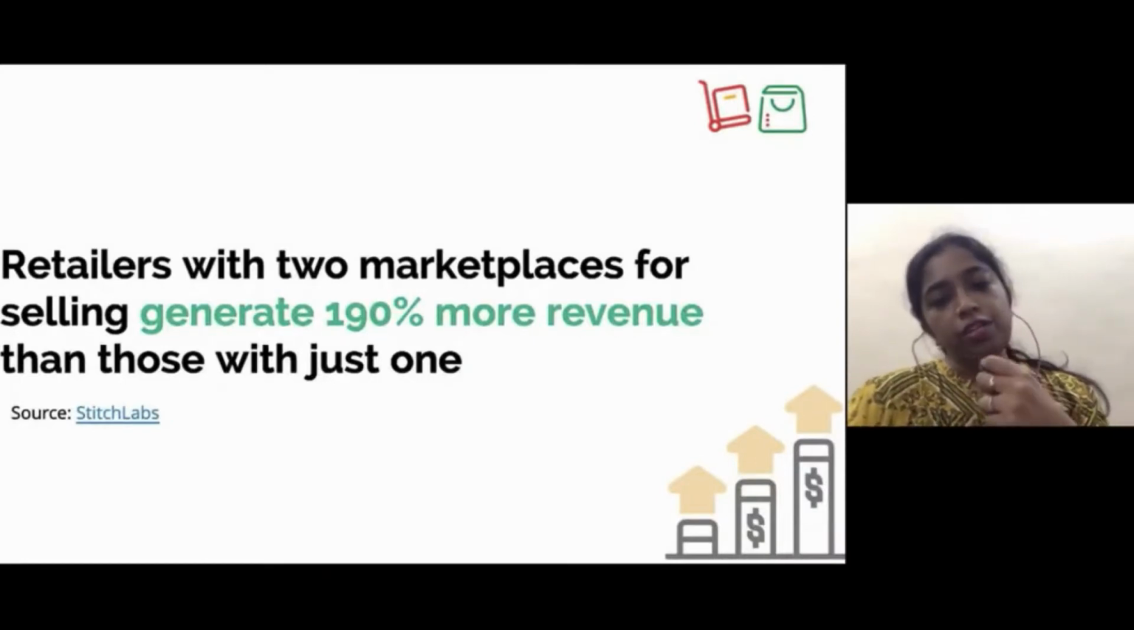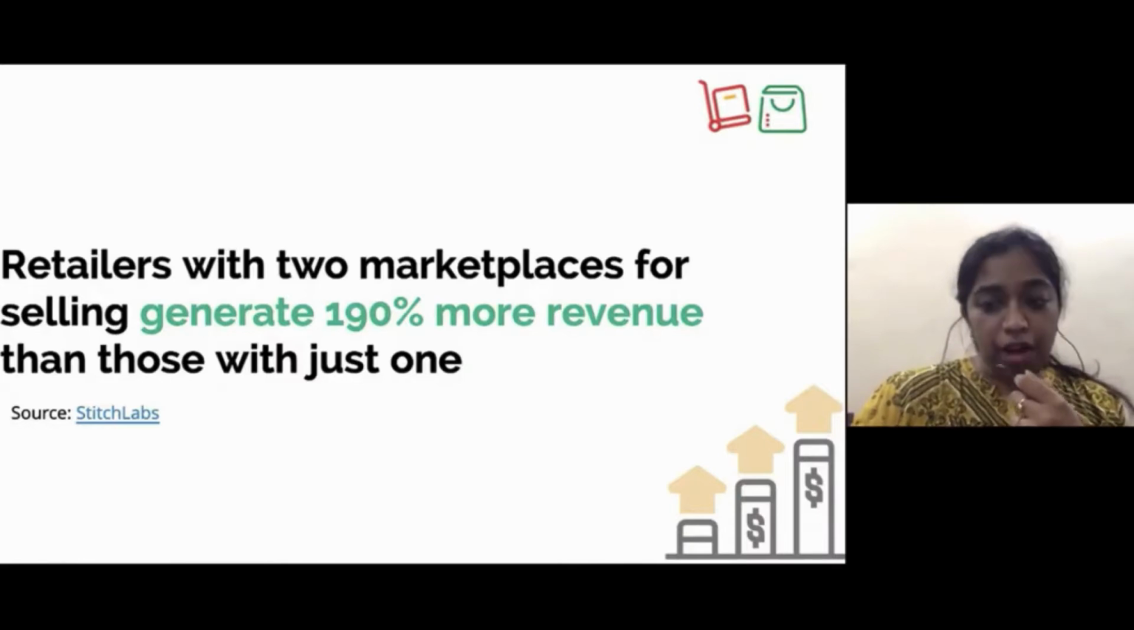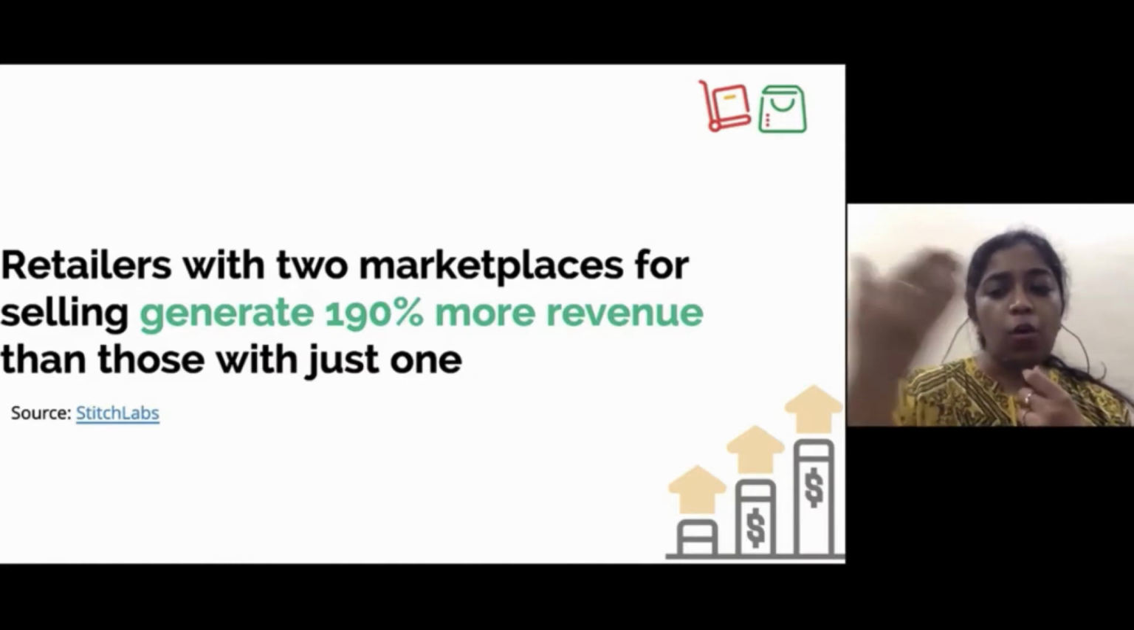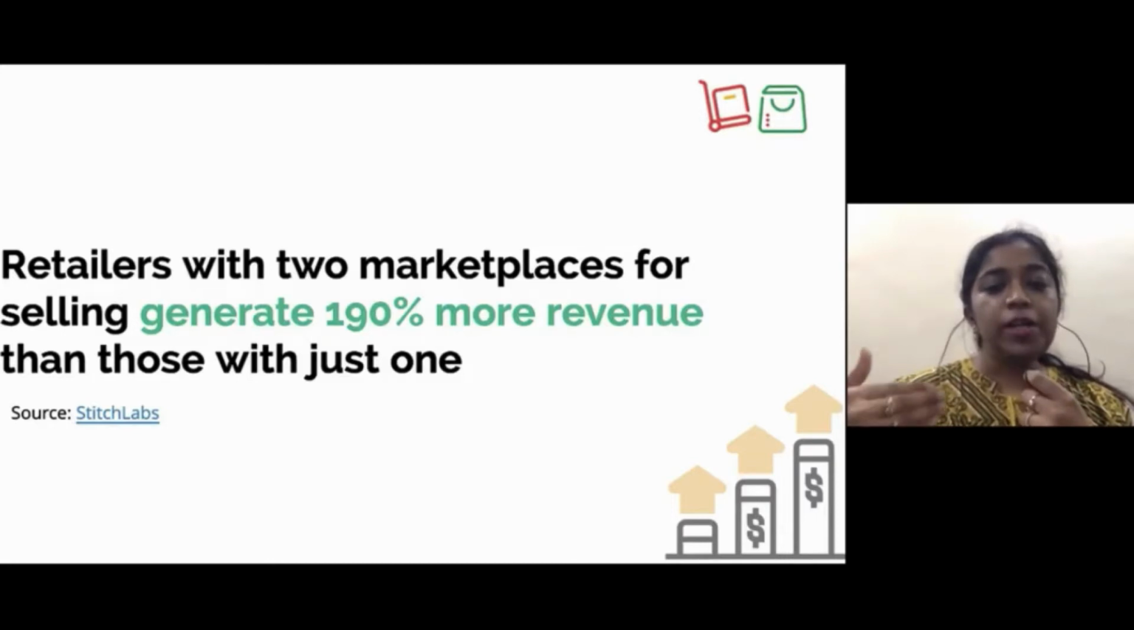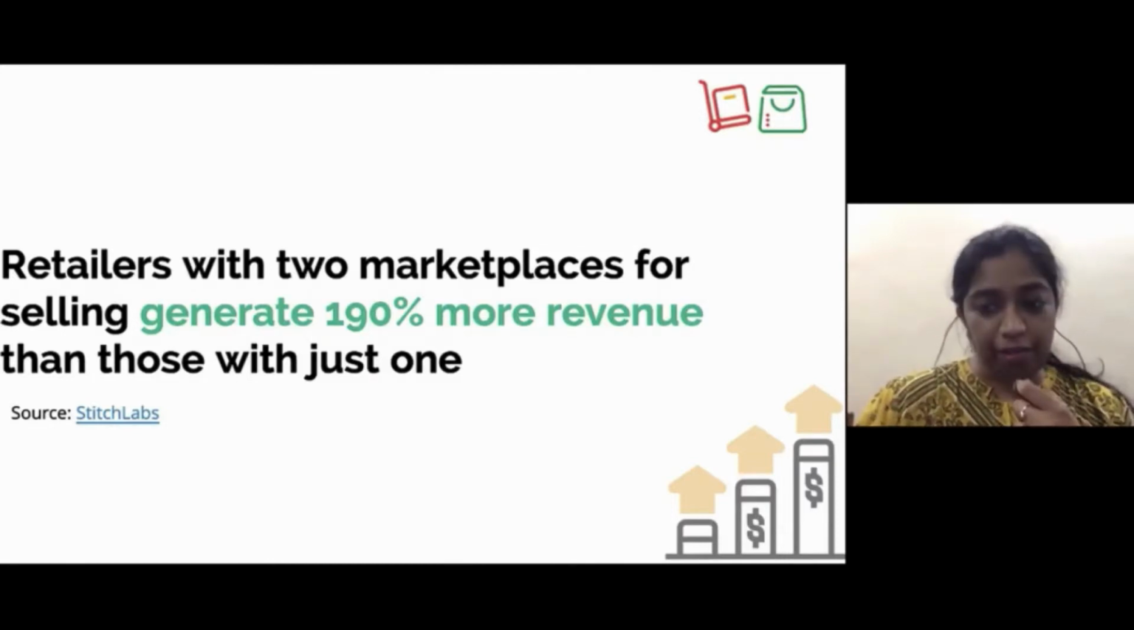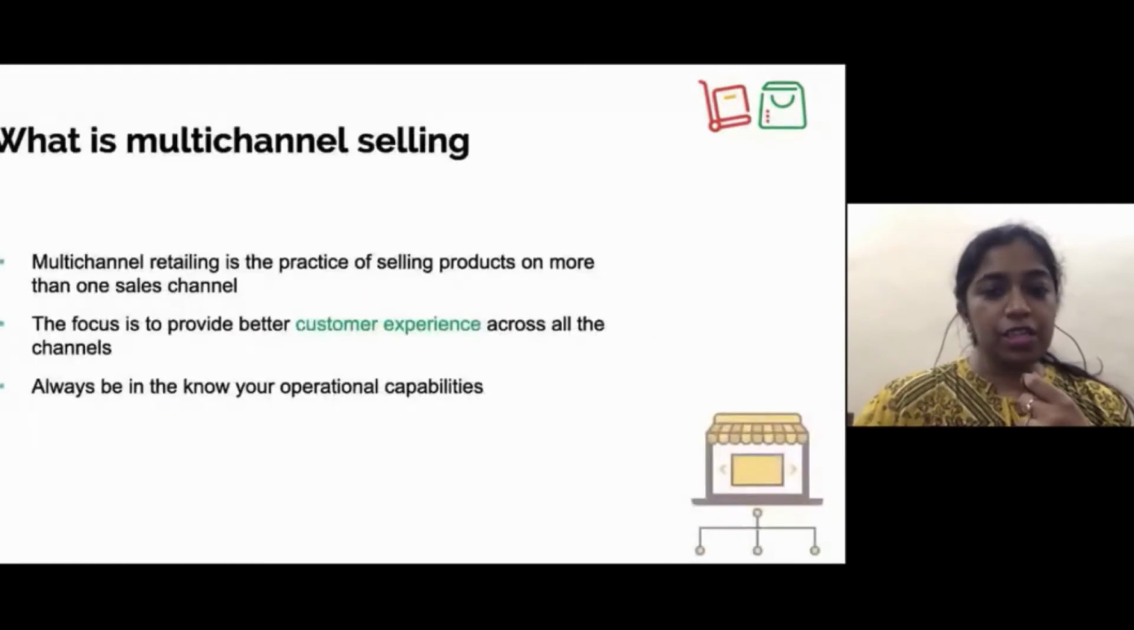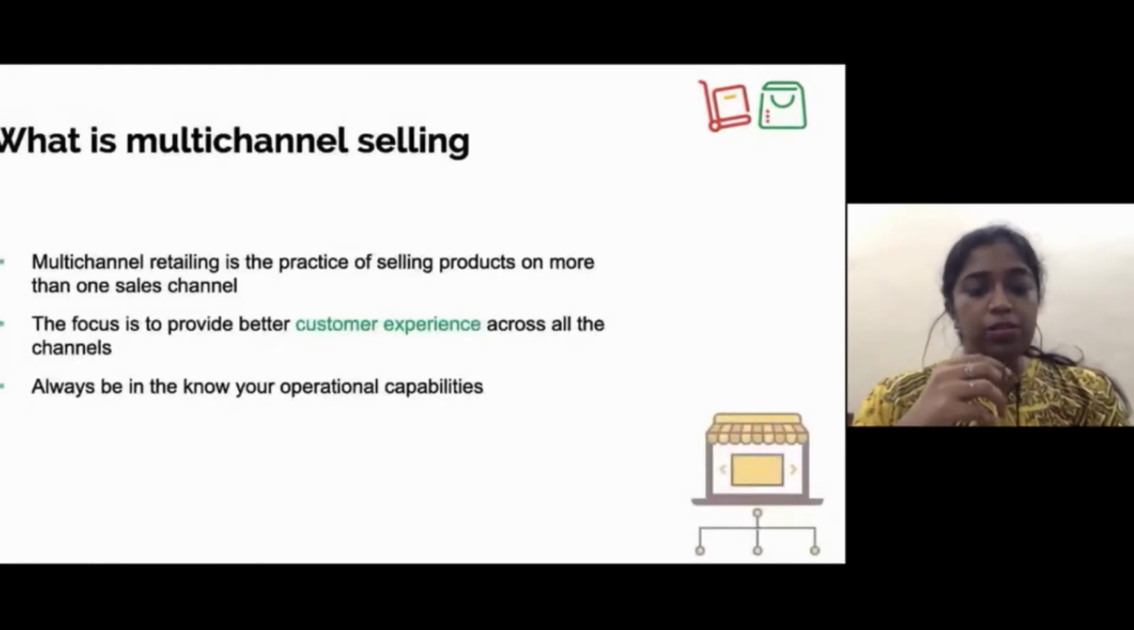So before we get into the solution, this is data that I found extremely interesting. A person who's selling on two marketplaces, not even two marketplaces, it could be your own store as well as a marketplace. It could be your retail store plus a marketplace, or any combination. If you're selling in more than one place, you are going to be generating 190% more revenue. Everybody wants more revenue. So that is why we felt like we had to have this session to help our customers.